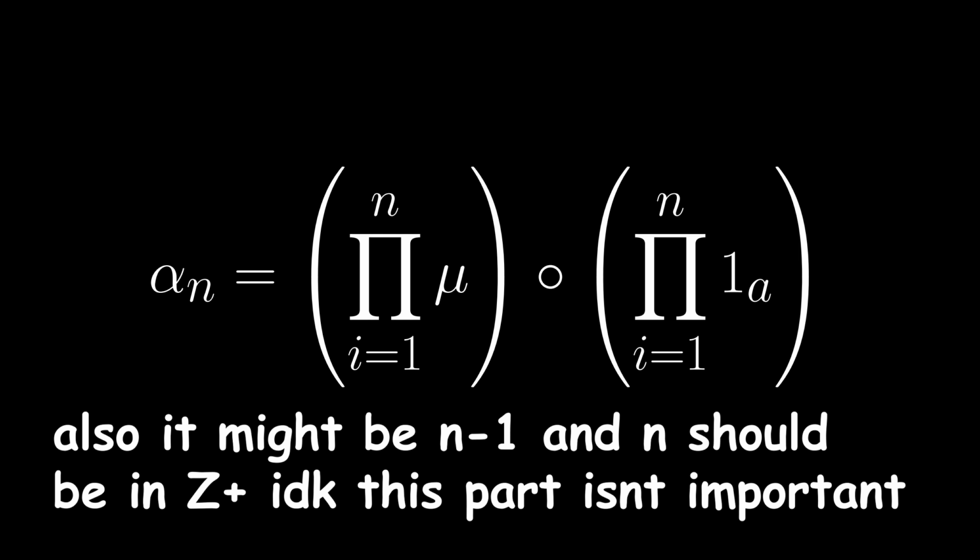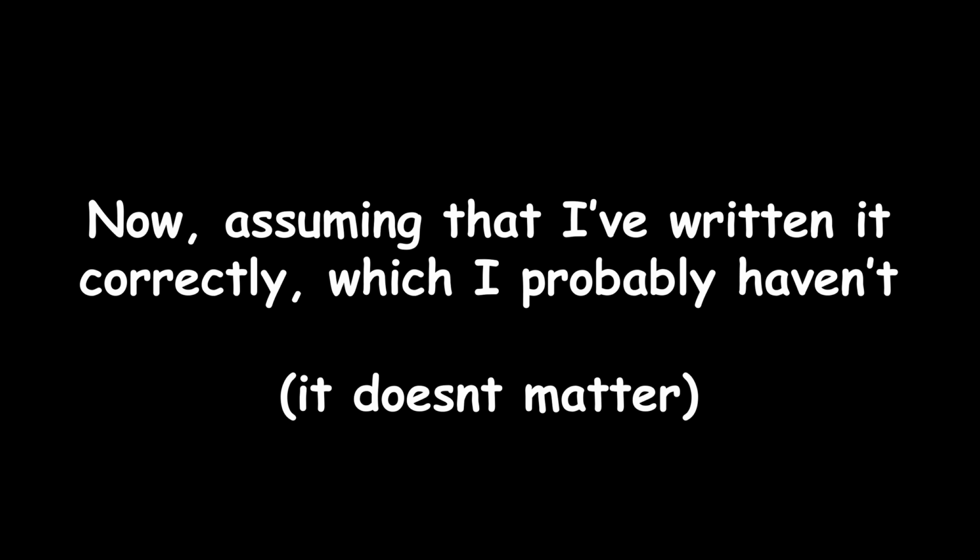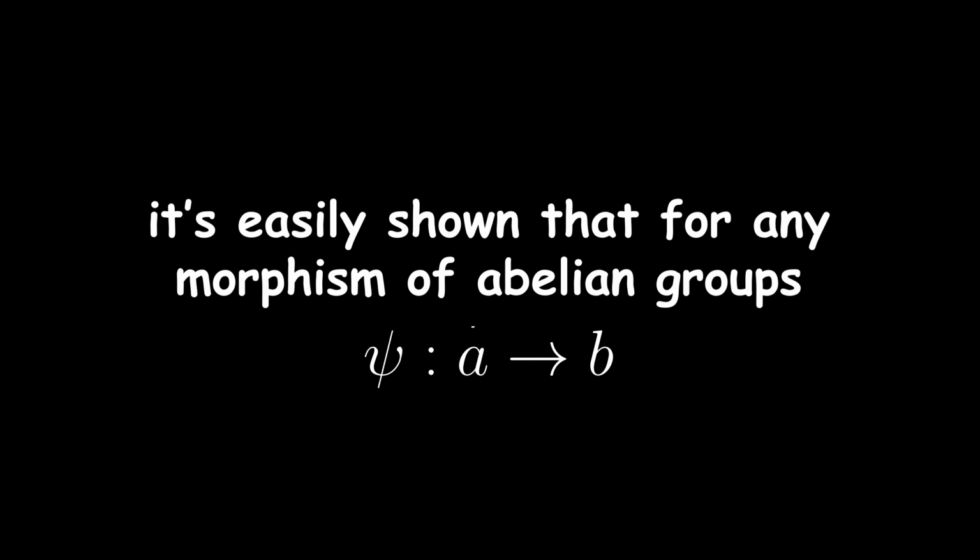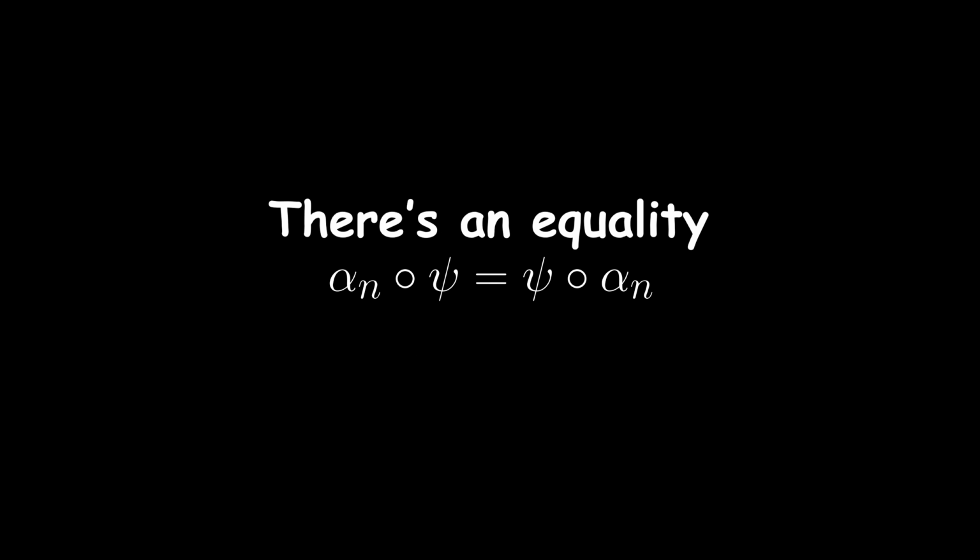There's an invisible composition with a diagonal morphism, and I'm not actually convinced that I wrote both of these products the same way. Luckily, these products aren't important, so I don't care enough to fix this. Now, assuming that I've written it correctly, which I probably haven't, it's easily shown that for any morphism of abelian groups psi from A to B, there's an equality alpha n composed with psi equals psi composed with alpha n. For this reason, we call morphisms of abelian groups Z-linear.